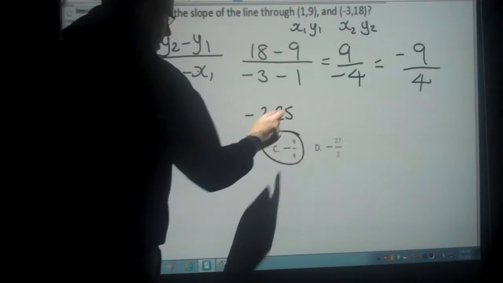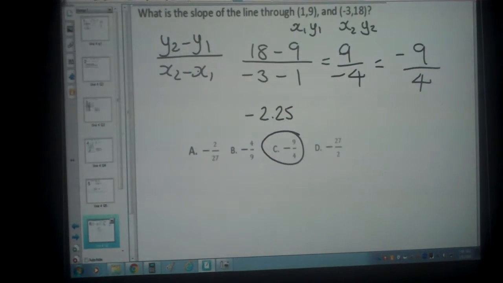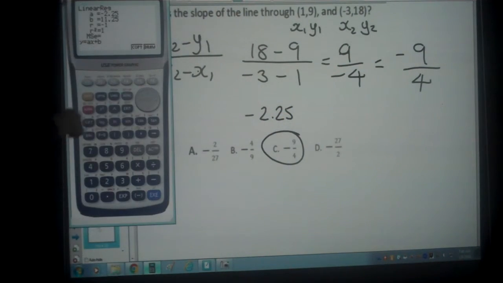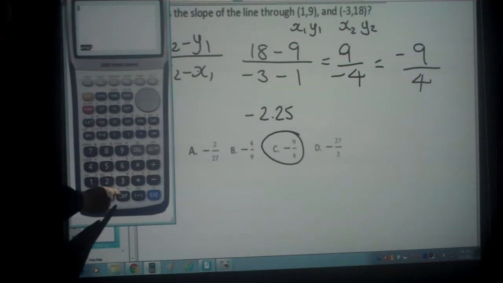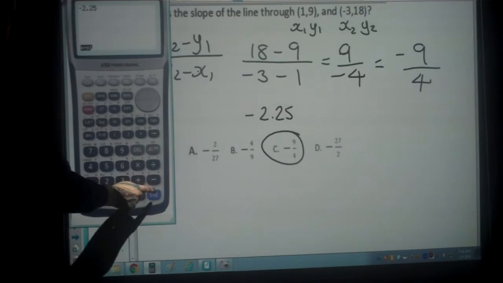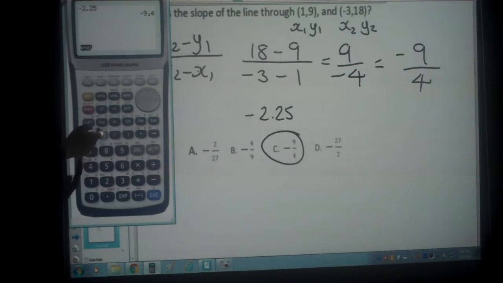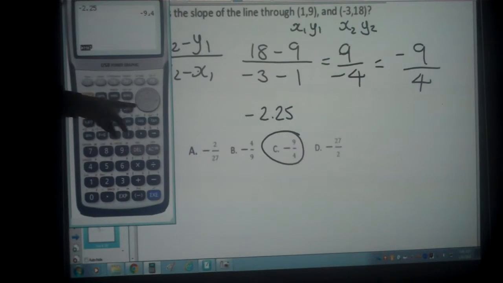Now, unfortunately, it does give it to us as a decimal, not as a fraction, but we should be able to change that back as well on the calculator if we go to run. So if I type in negative 2.25, press enter, then press the fraction to decimal button, it will go ahead and change it for us. So we can see that it is indeed negative 9 over 4.